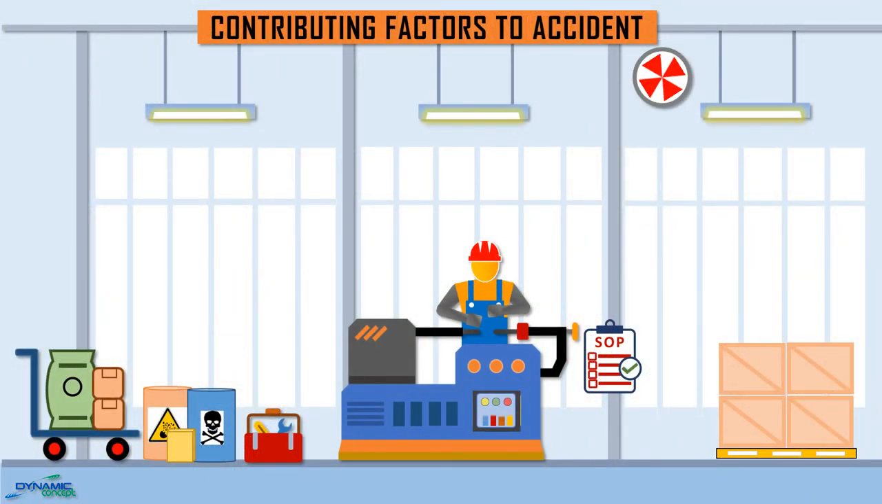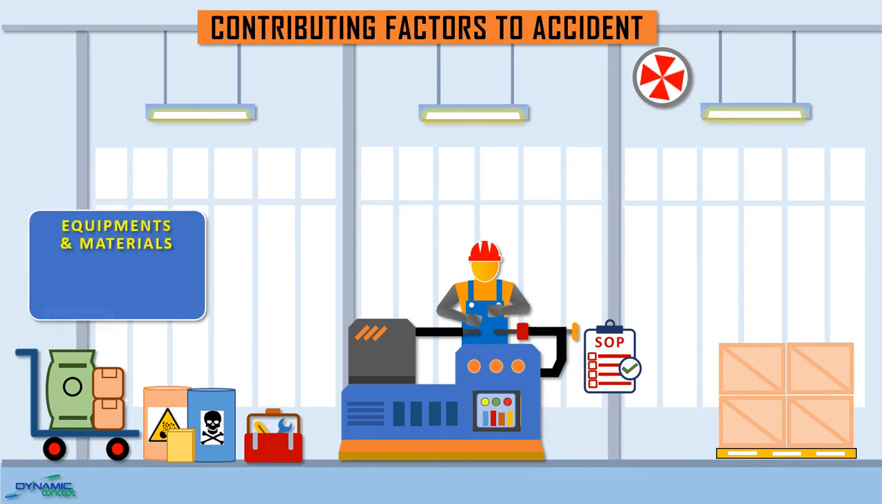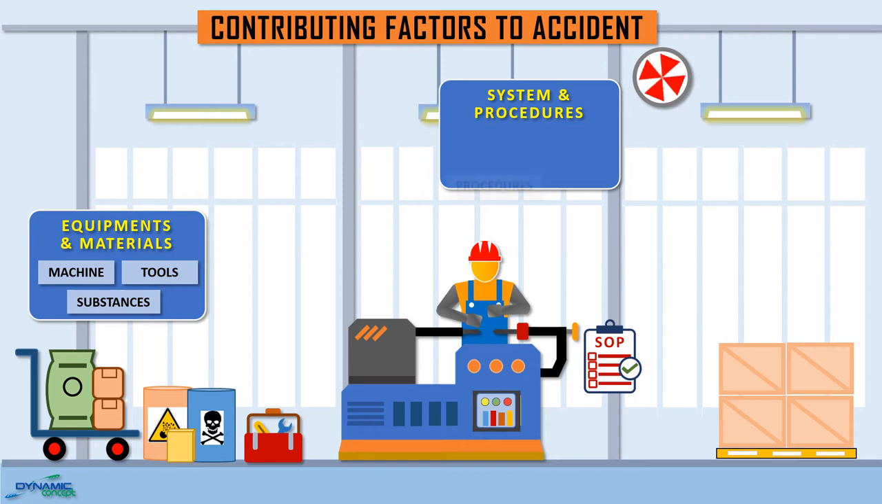Employers should be aware of these contributing factors that may exist in their workplace. Equipment. Are equipment and tools suitable for the task? Are substances used in the workplace being handled, stored and disposed of properly? System and procedure. Are there safe operating procedure? Are there any rules enforced? Are instruction and training provided for each workers?